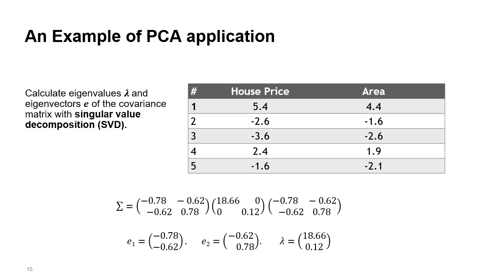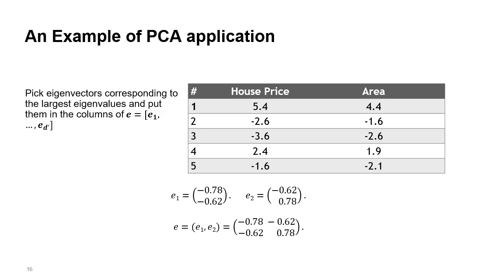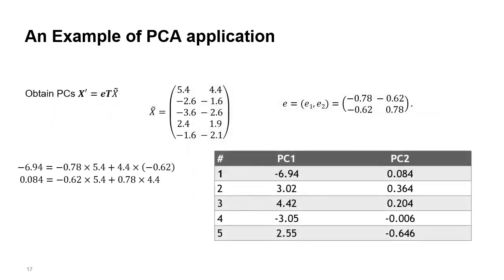Calculate eigenvalues and eigenvectors of the covariance matrix with SVD on the covariance matrix. The instructor will show you the details on the explanation of calculations. We then pick eigenvectors. We can obtain PCs. The instructor will show you the details on the explanation of calculations.